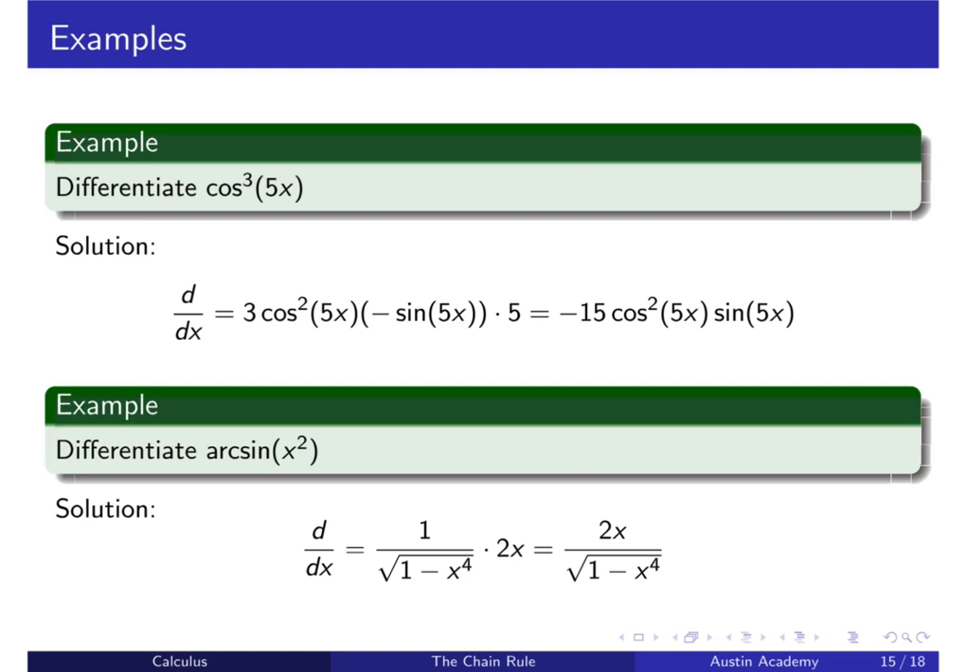Example 13. Differentiate. Arcsine of x squared. The derivative is 1 over square root of 1 minus x to the fourth times 2x. Final answer. 2x over square root of 1 minus x to the fourth.